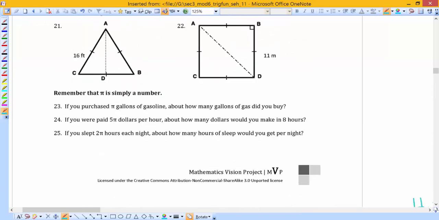And then on 23, 24, and 25, it's just getting you guys to realize pi is just a number. You can use 3.14 for this if you want, but you can also use your calculator. But if you don't have that readily available, you can use 3.14.